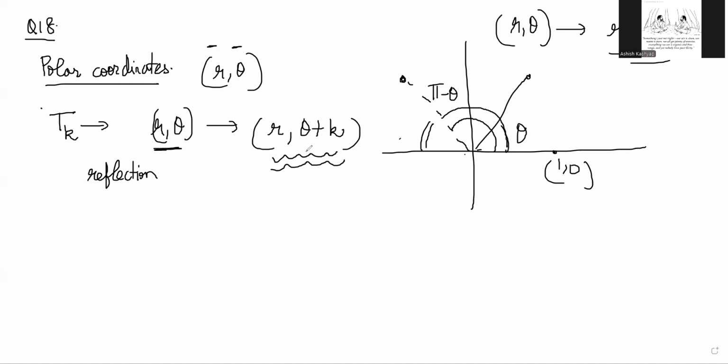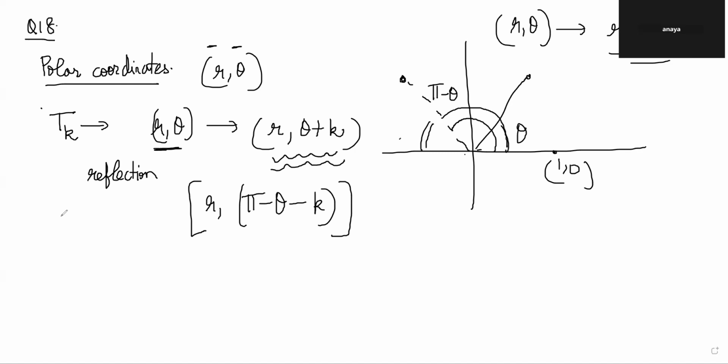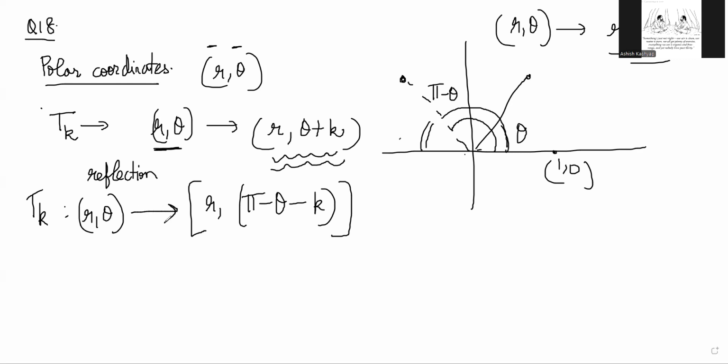So what will this go to? r comma pi minus theta minus k, right? So this is what Tk does. It takes r theta and it sends it to this point, right? Correct. So now I just have to think about, if I do a sequence of operations T1, T2, and so on, how will I get back to my original thing, right? So we have to figure out a pattern.